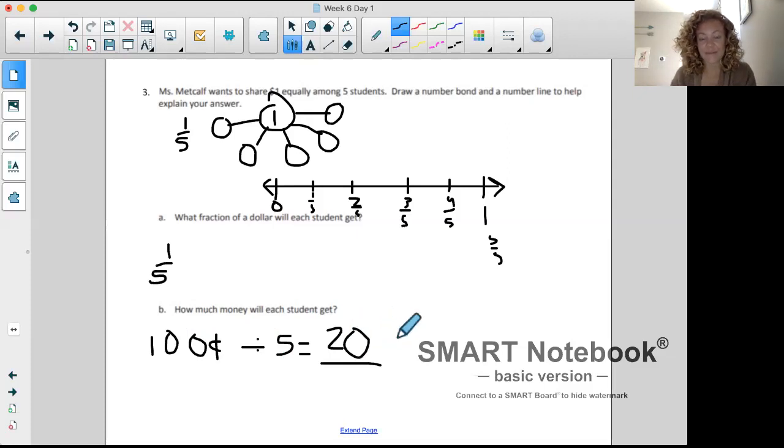I accidentally said the answer there, but that's okay. Hopefully you guys are already working ahead of me anyway. All right. Each student gets 20 cents. 20, 40, 60, 80, 100. So when we skip count by 25 times, we get 100. And when we skip count by 5, 20 times, we get 100. Because 5 times 20 equals 100. 100 cents is equal to $1.